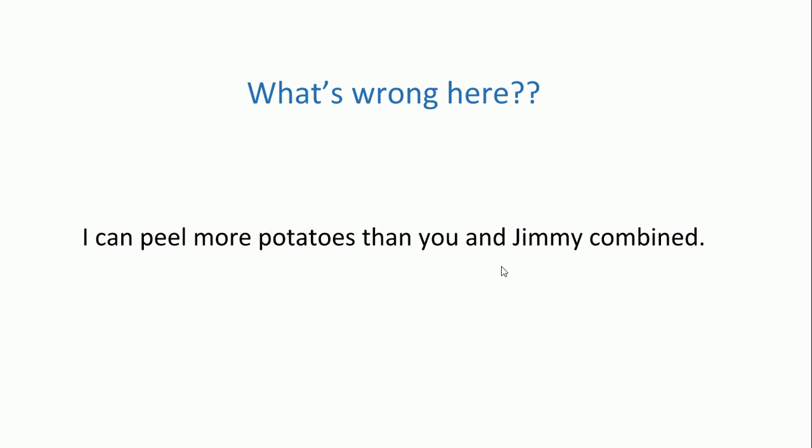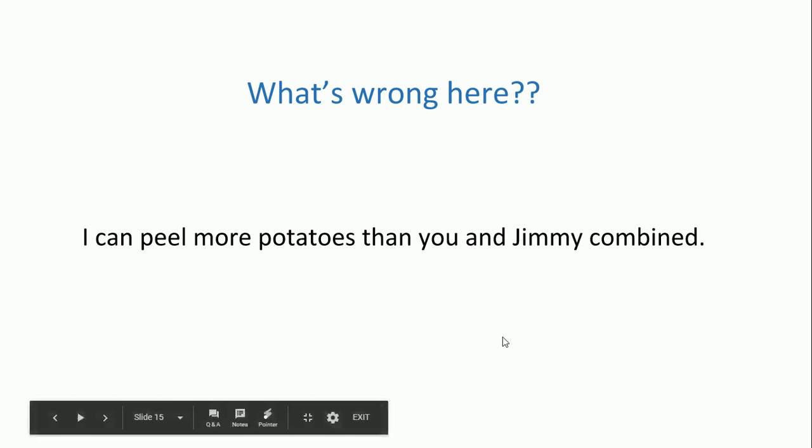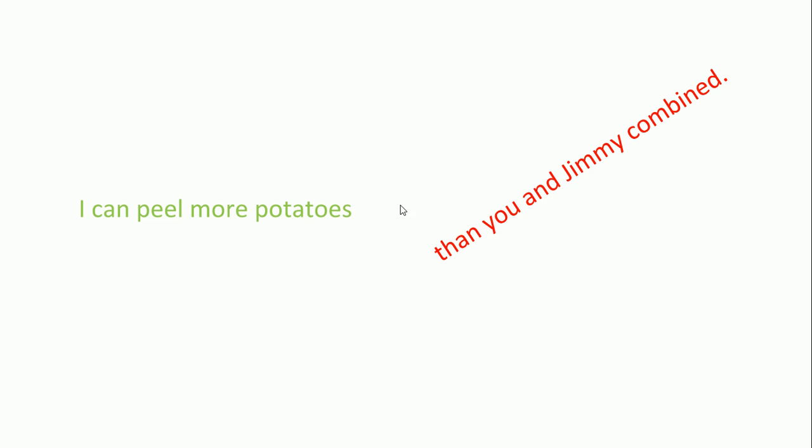Alright, this is a very, very tricky example. Read through this and see if you can figure out what's wrong. I can peel more potatoes than you and Jimmy combined. What's wrong is that these are not equivalent. These are not objects of equivalent type. They seem to be, but they're actually not. So I can peel more potatoes than you and Jimmy combined.